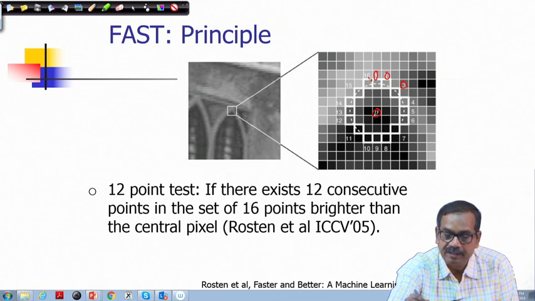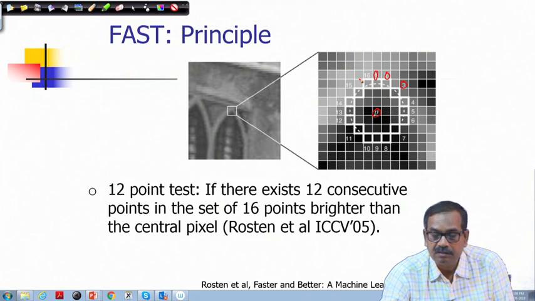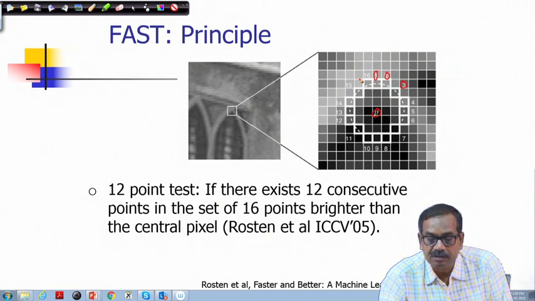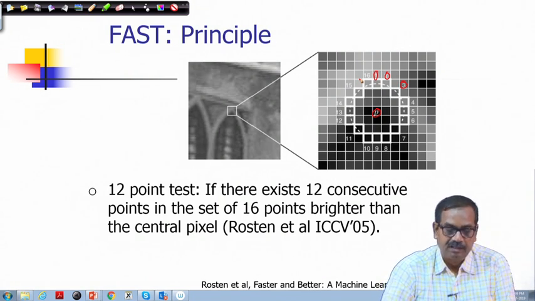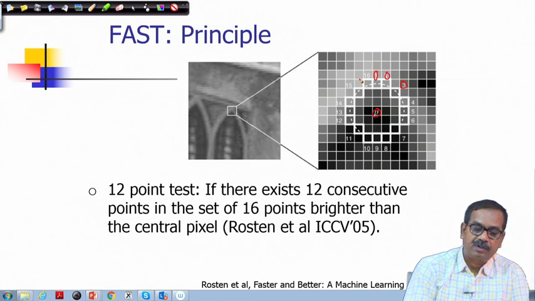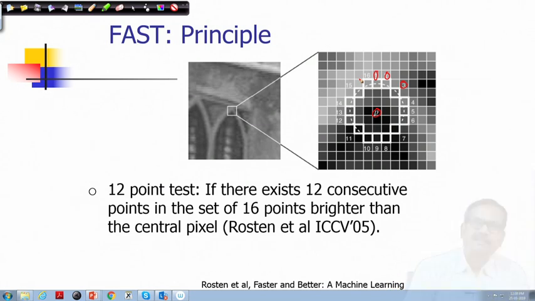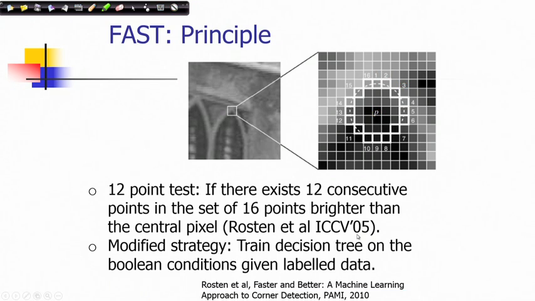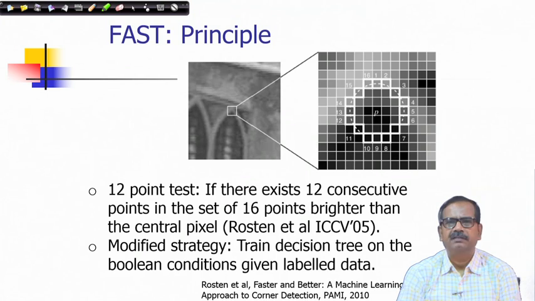There are in fact 16 such locations shown here, but out of them, if there exist 12 consecutive points which are brighter than the central pixel, then we consider that point an interesting point, which is a key point. That is the principle. It has been shown that this works well for detecting various key points. There are also modifications of the strategy which improve this performance. Now, we can train a decision tree on the Boolean conditions given labeled data.